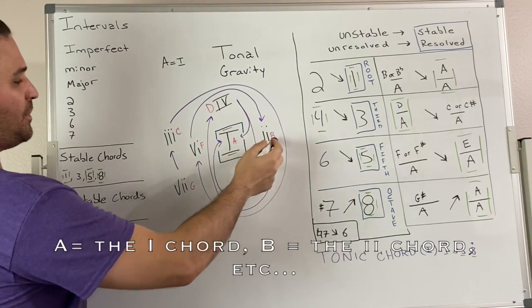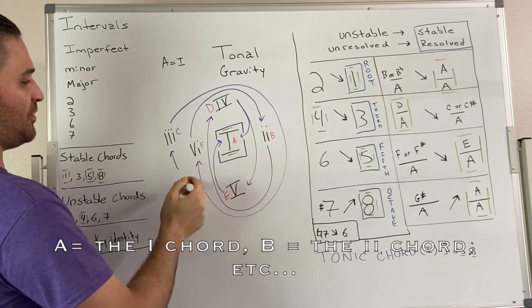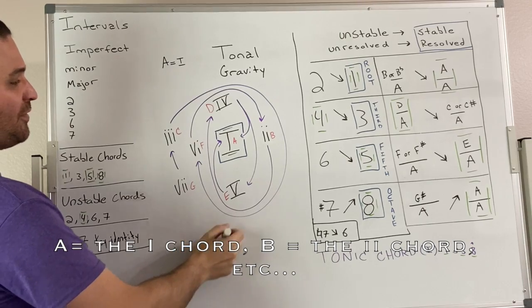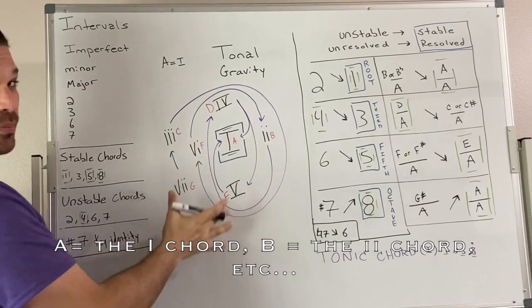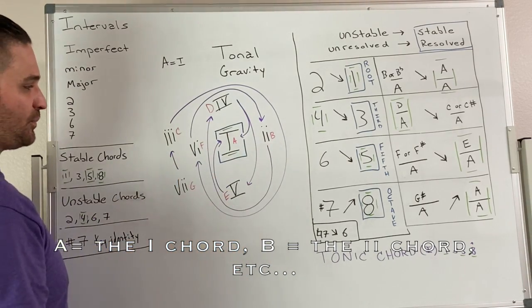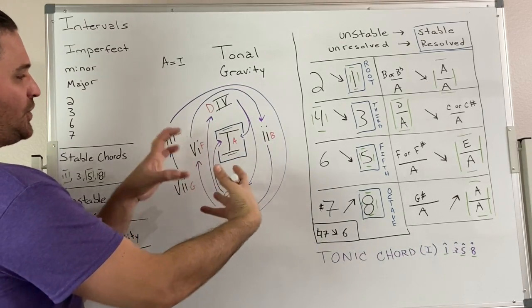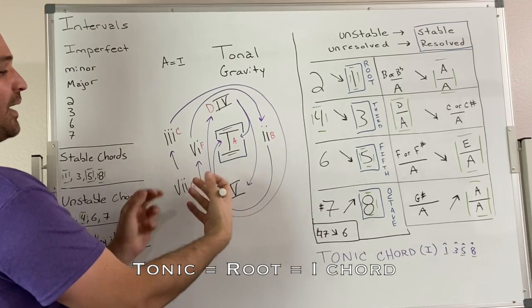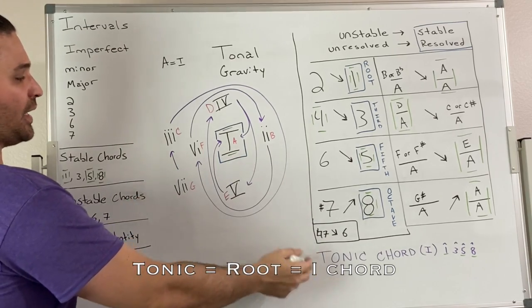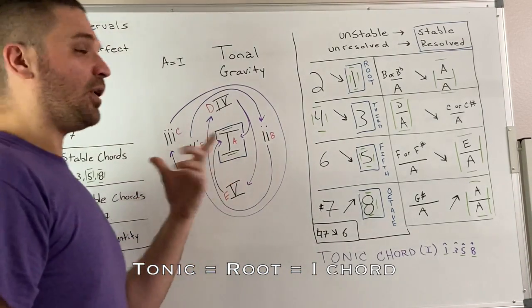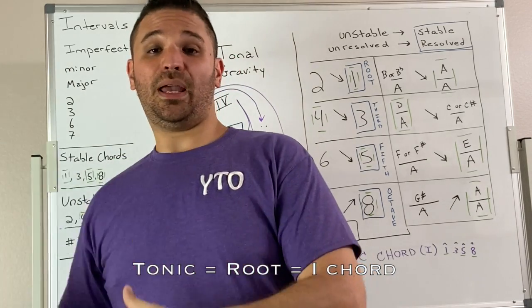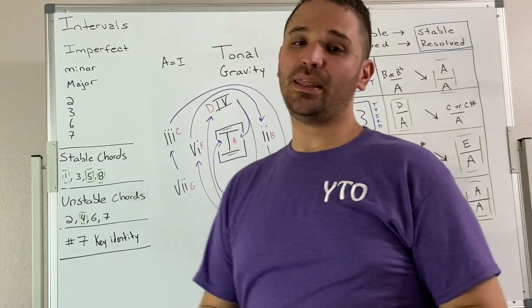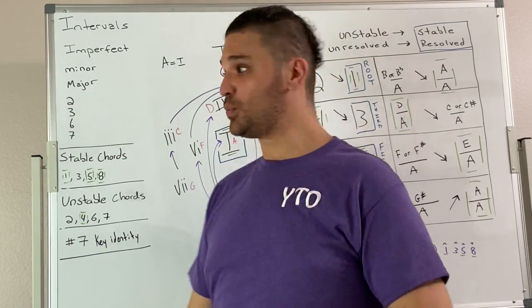So going A, B, C, D, E, F, G, for each level of the scale, we have a chord, and that's represented by one of these Roman numerals. All of these chords and notes function on tonal gravity, which brings everyone back to the original note called the tonic or the root. So when I start in A, I go away from A, and then I'm pulled back to A. And this is the general motion that makes music.